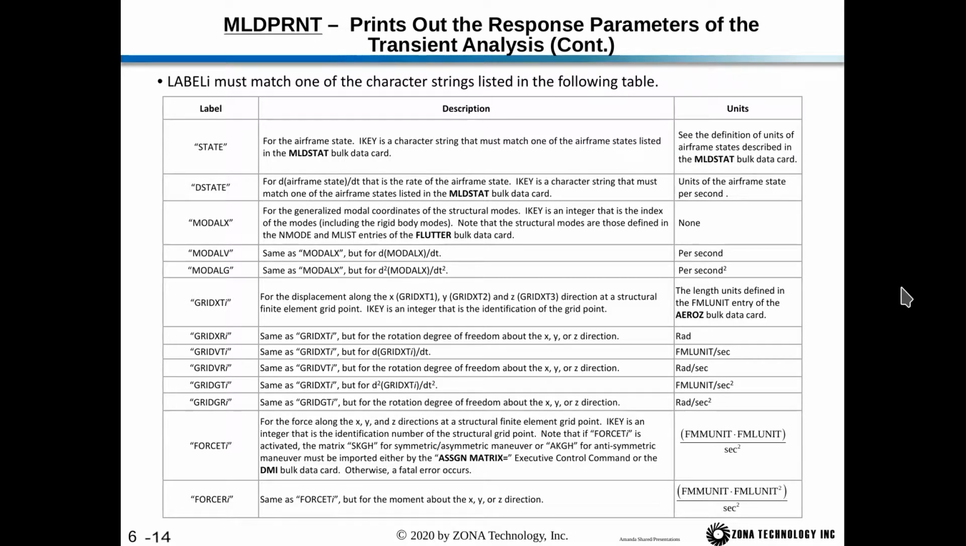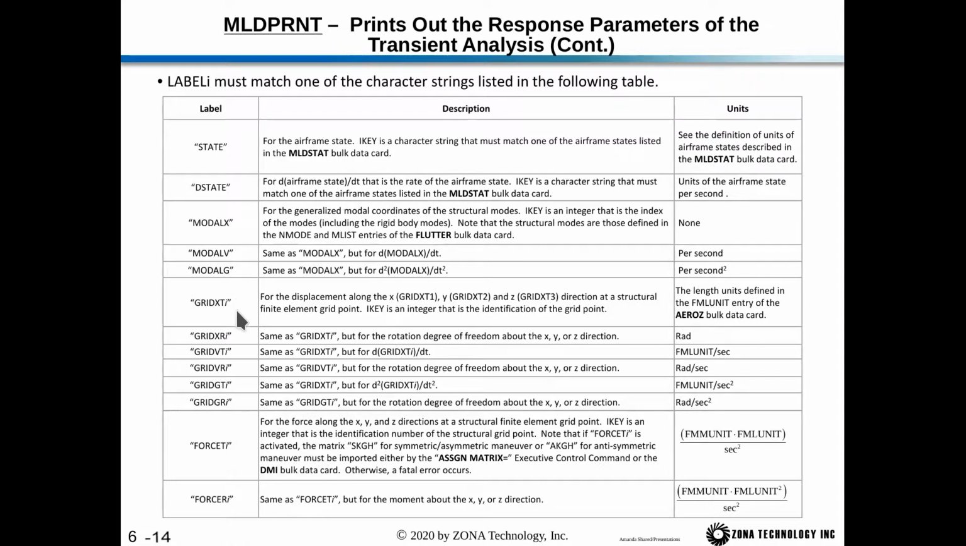This is much like the ASC Sensor 1 card. So we have state and d_state to output airframe state or the time derivative of the airframe state, and I key is a character string that matches one of the airframe states. Modal X, modal V, and modal G allow you to output the generalized modal coordinates, velocity or acceleration. I key is the integer of the index of the mode, which includes the rigid body modes.